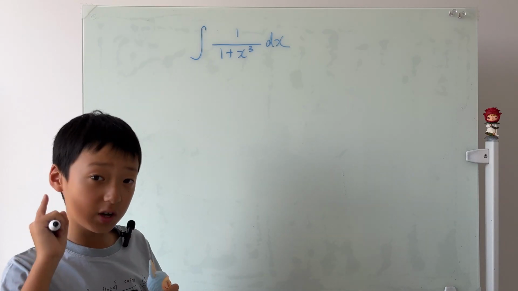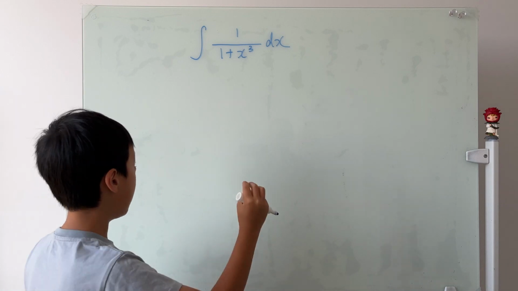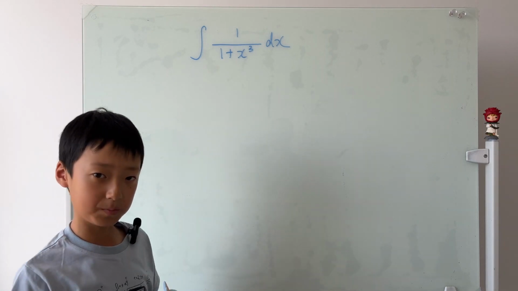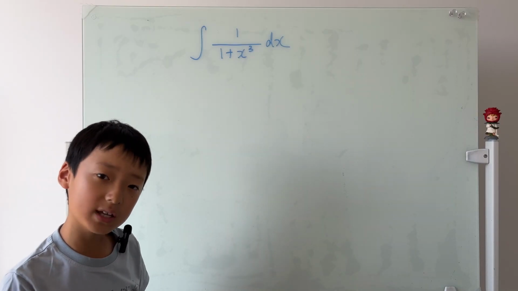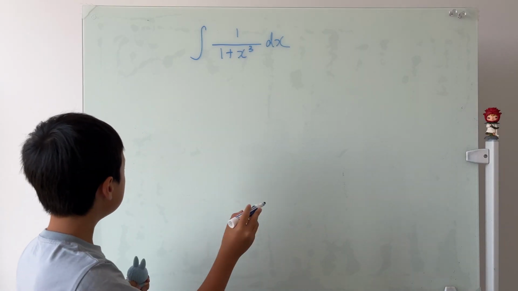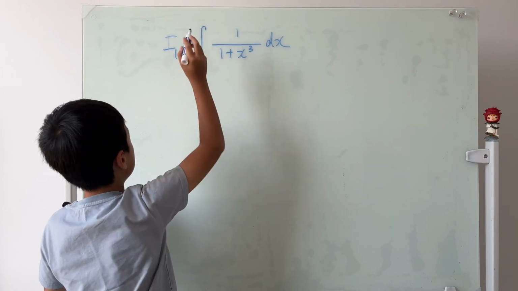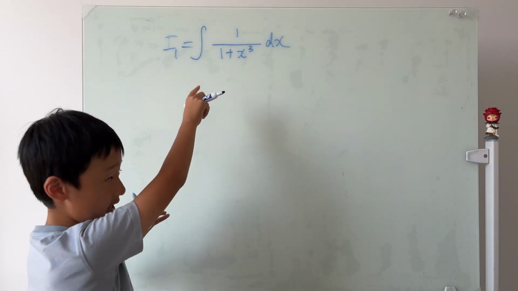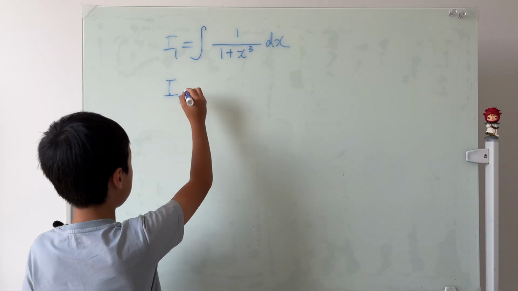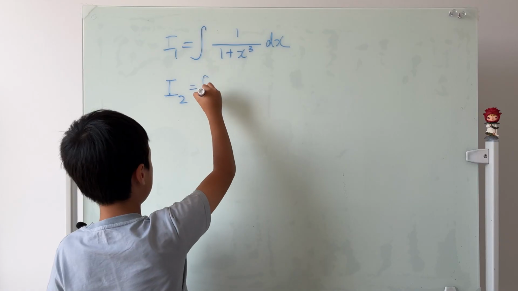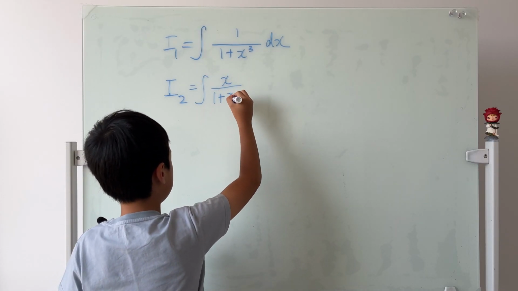If you can recall, in that video, I let the starting integral be I1 and something else be I2. So that's what I'm going to do here. I'm just going to let I1 be equal to that integral, okay? And I'm going to let I2 be equal to the integral of x over 1 plus x cubed.